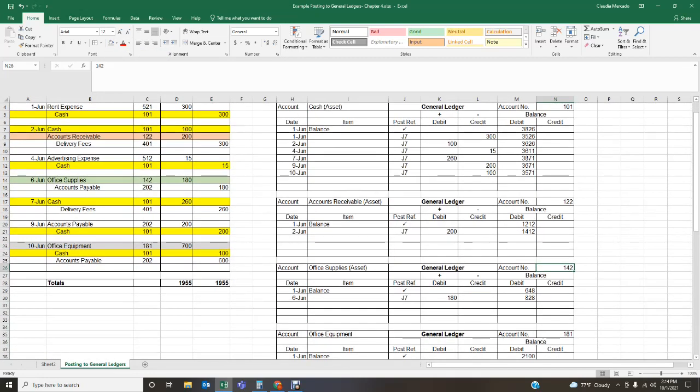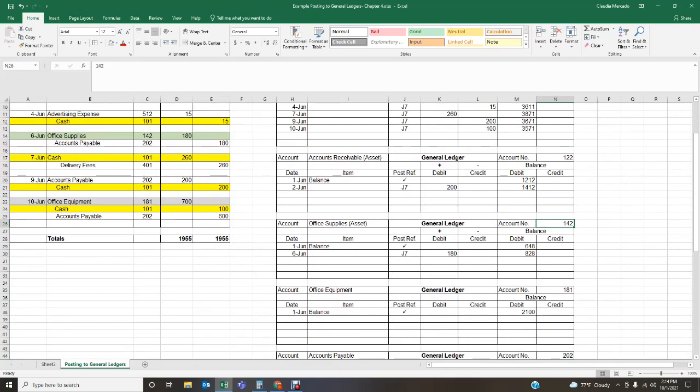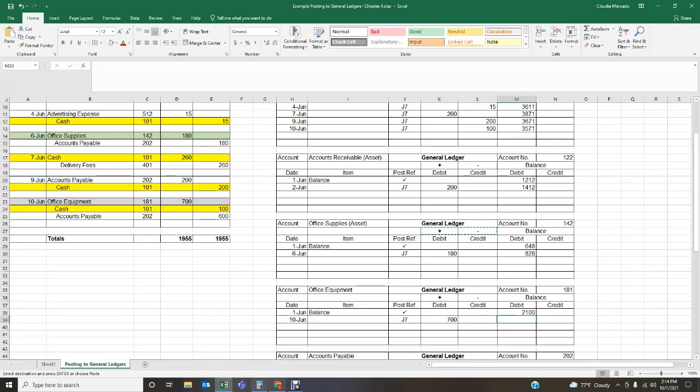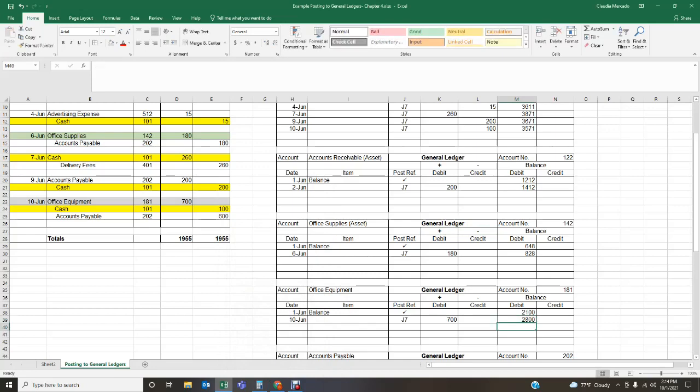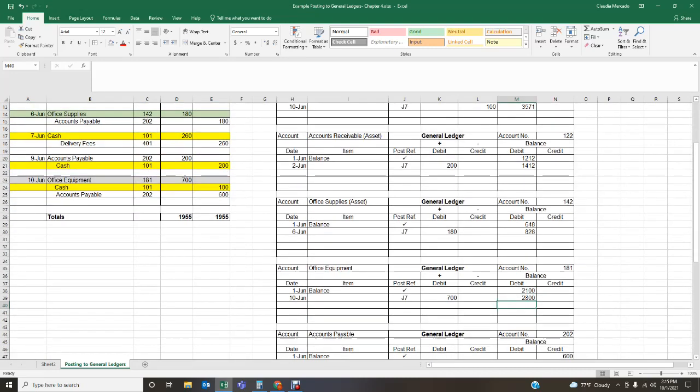So office equipment, we've got a debit of $700. Office equipment had a beginning balance of $2,100. On June the 10th, we bought more office equipment. This is on Journal 7. So I've got a debit of $700. Because it is an asset account, a debit increases, a credit decreases. So we're going to get the $2,100 plus the $700. That's going to be $2,800. So I've got more equipment. I used to have $2,100. I bought $700 more. It's a debit. So now I have $2,800 worth of equipment in my business. That's the only transaction that we have.